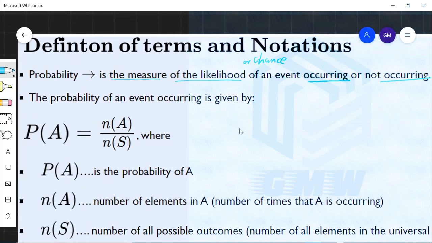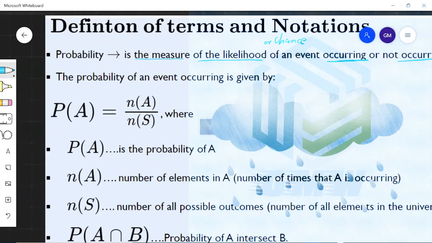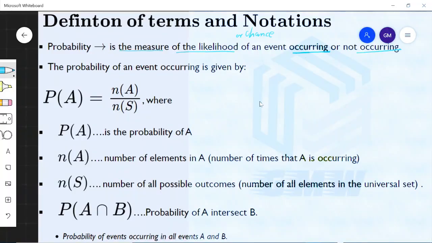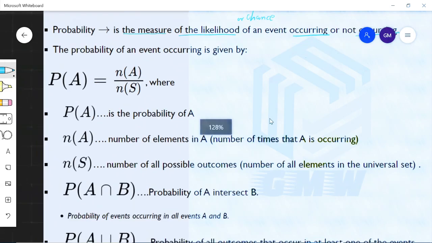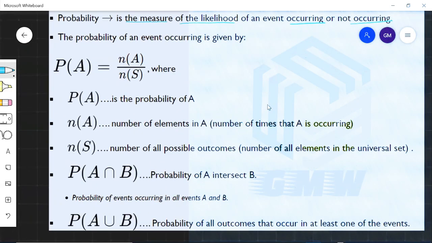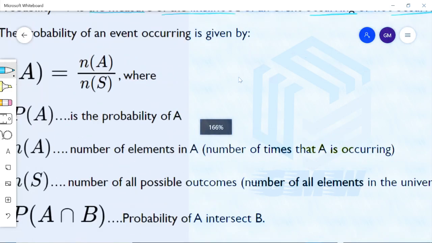For example, what are the chances that tomorrow it will rain? What are the chances that a football team A will win the game? What are the chances that a certain person will pass the subject or fail it? Now that's probability.